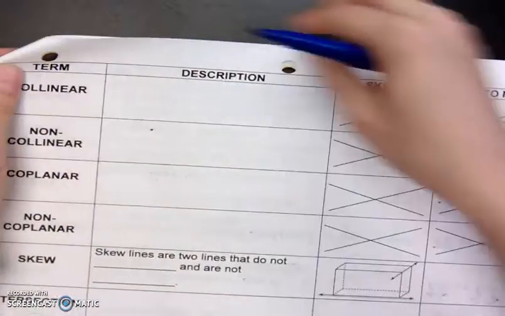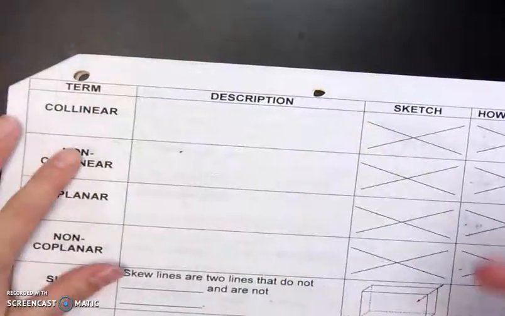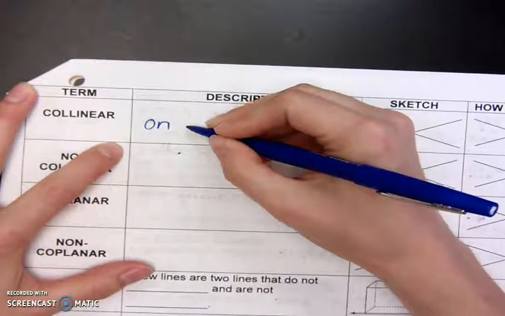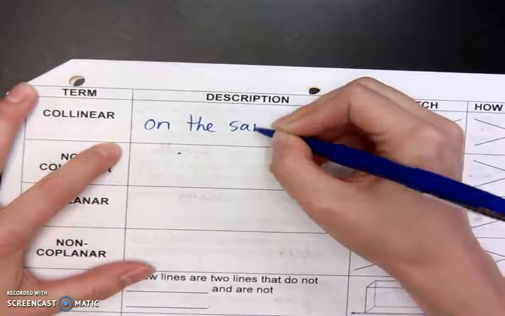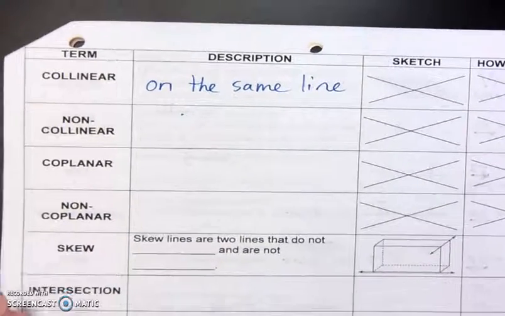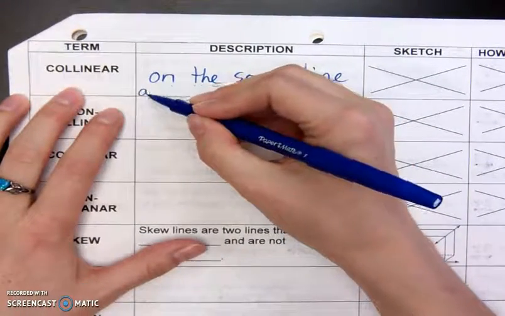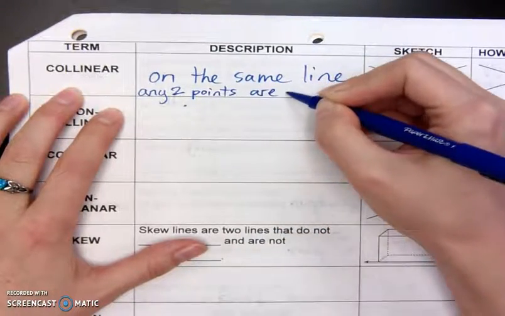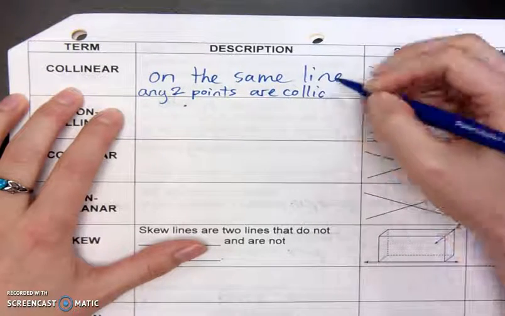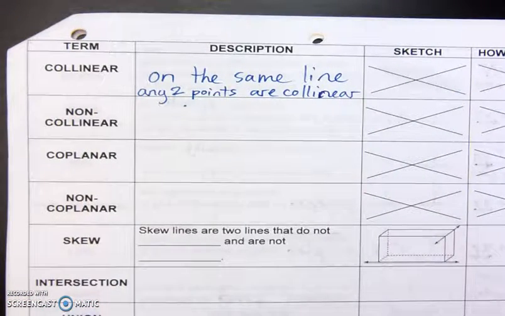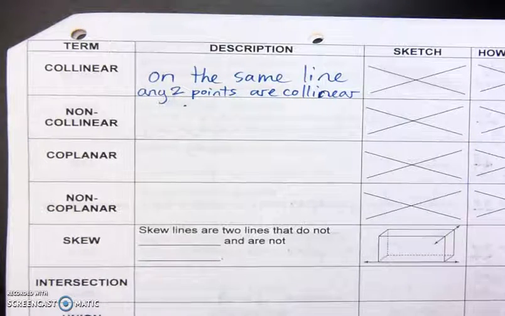And we have just a few here. Collinear is just on the same line. So usually it means points on the same line, but something important here is that any two points are collinear, because if we have two points anywhere, we could possibly draw a line through them. So we call them collinear if you can possibly draw a line through them.